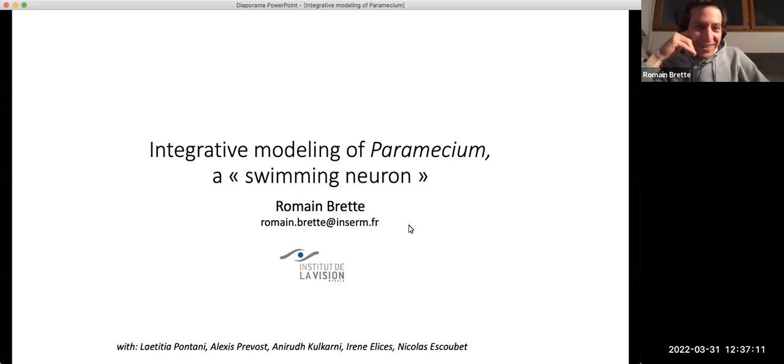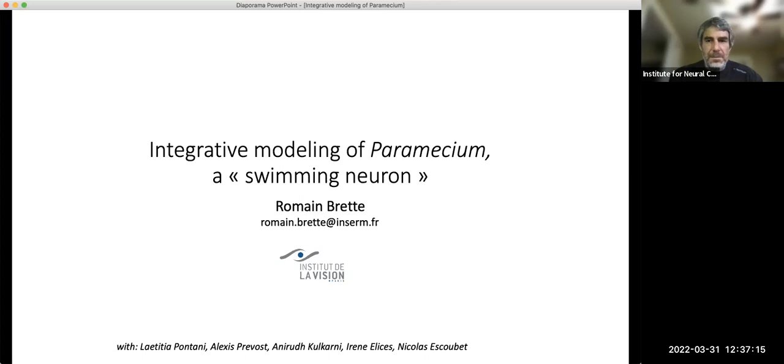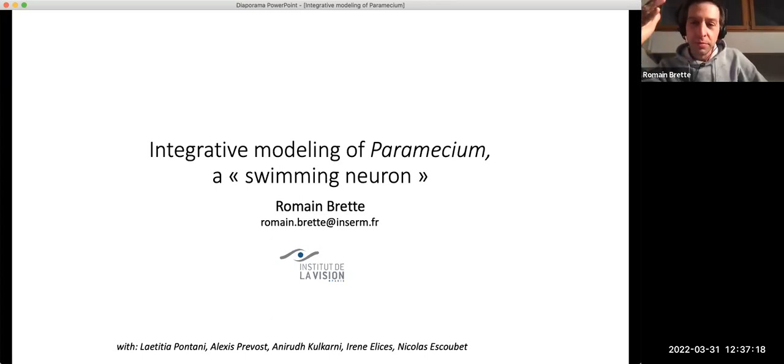So the motivation of this work is that I wanted to model an organism, as opposed to modeling the responses of some neurons to stimuli, but really modeling an organism that would behave in an environment. And of course, the difficulty is that usually organisms are very complicated. If I wanted to model a mouse, for example, that would be quite challenging.